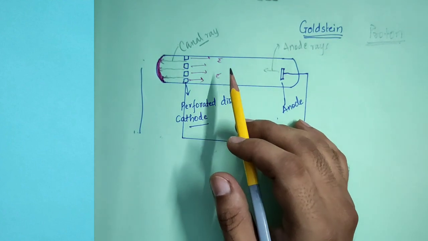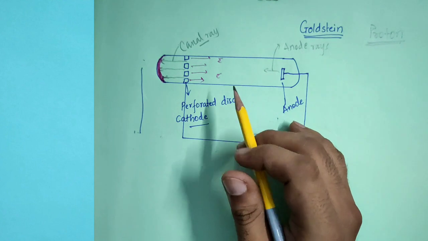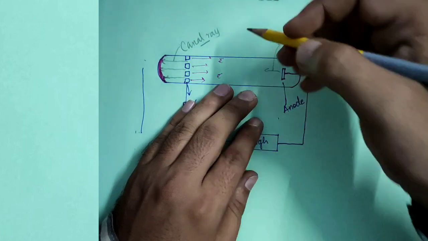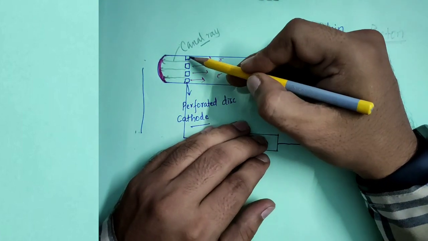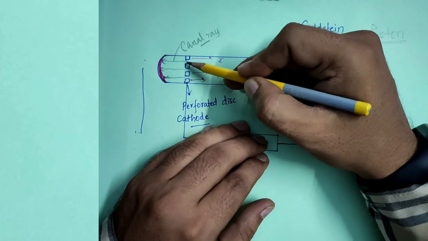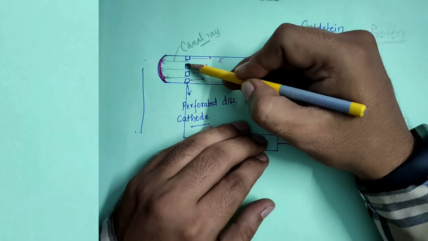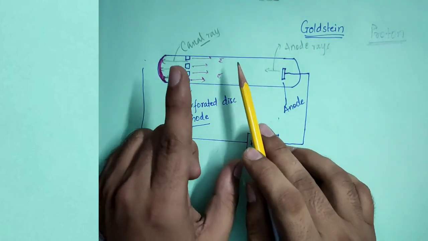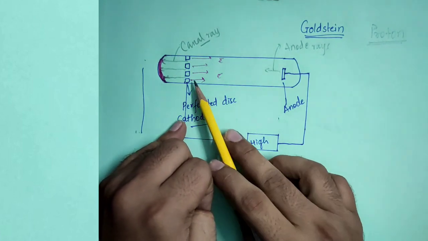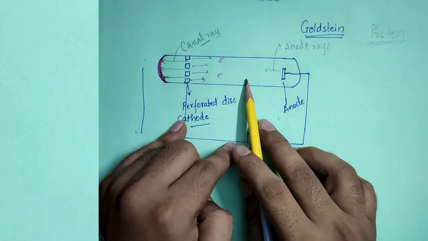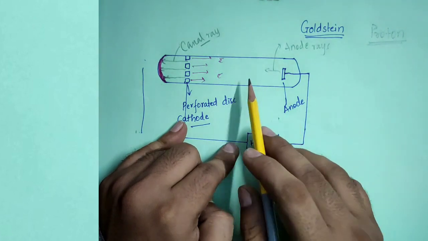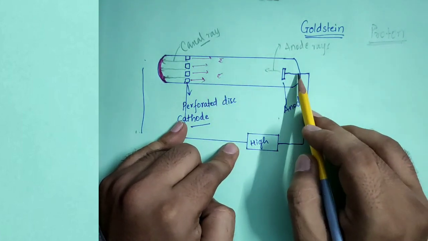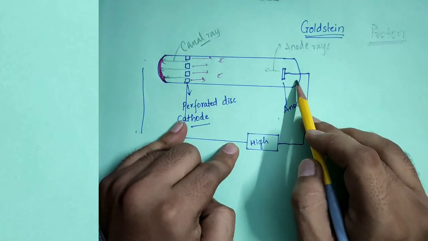For the discovery of another subatomic particle, the proton, Goldstein worked on the discharge tube and modified the cathode as a perforated disc. That means the cathode had a hollow gap, a canal. When invisible rays are emitted from the cathode at high voltage in the tube with gas at low pressure, they were seen beyond the anode as fluorescence.